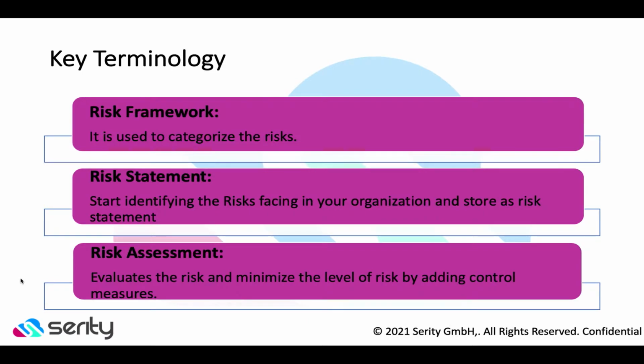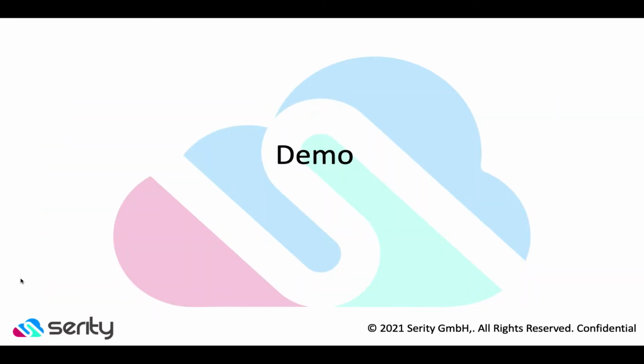Risk framework. A risk framework is used to categorize the risk. For example, risks related to security or environmental can be grouped into one risk framework. Risk statement. You can start identifying the risks your organization is facing and store them as risk statements. Risk assessment evaluates the risk and minimizes the level of risk by adding control measures. Now let us see the demo of the risk management lifecycle.